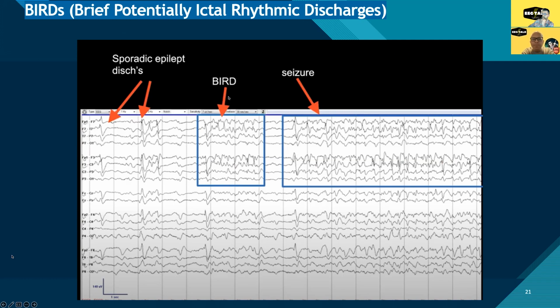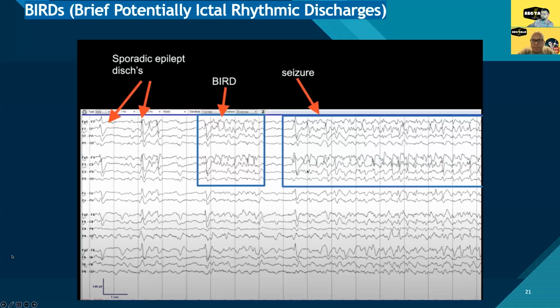So just to recap on the definition, they have to be shorter than 10 seconds, but greater than half a second, and they have to be 4 or more hertz. So this one fits. So 2.5 seconds, and they're 1, 2, 3, 4 to 5. So at least it fits the 4 hertz criterion there. And then they evolve into seizure.